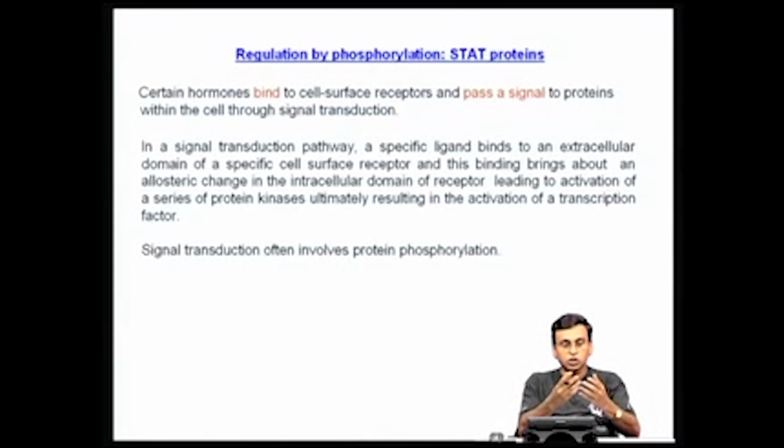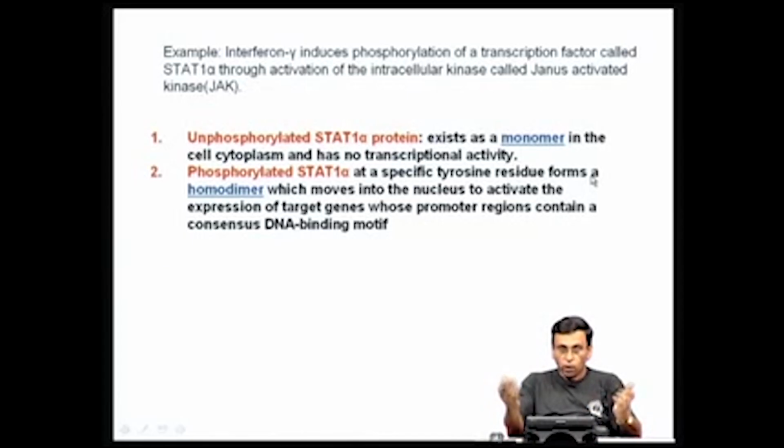induces a conformational change in the cell surface receptor, and this conformational change ultimately results in the activation of a series of protein kinases and ultimately results in the phosphorylation of specific transcription factors, and they then go and bind to specific response elements and activate transcription. Okay. So phosphorylation is one of the key mechanisms in many signal transduction pathways by which specific transcription factors can be activated. I will give you one example.